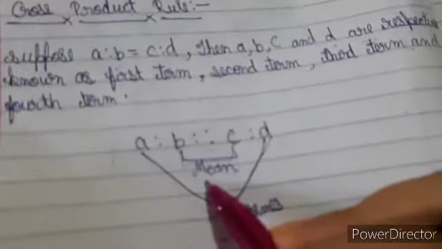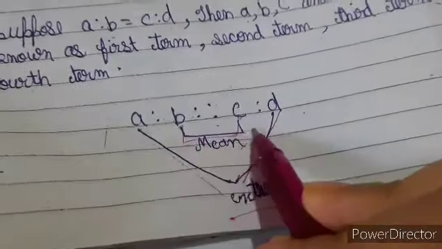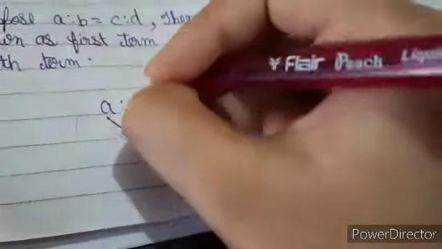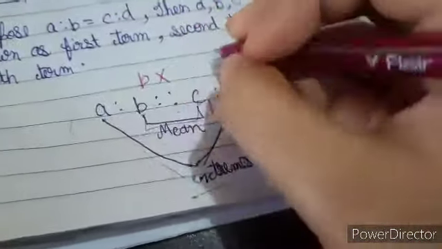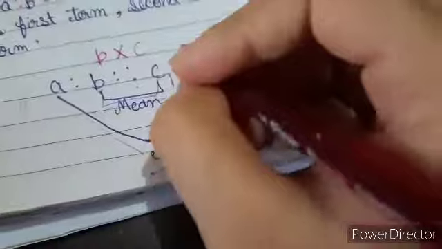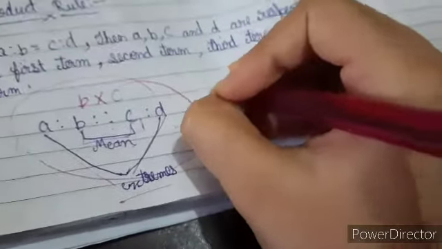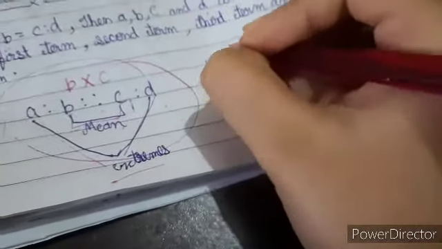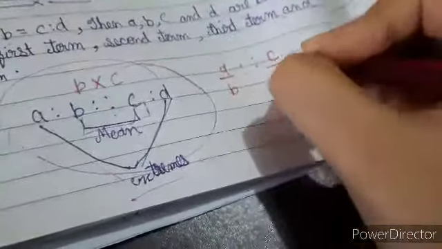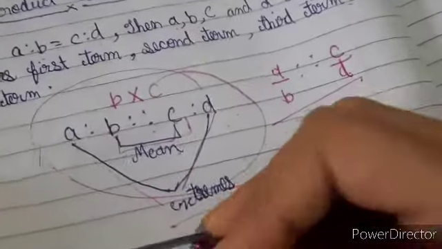So this is A and B. If we have to do some problems, we will do like this: B multiplied by C. We can write this whole portion like this also: A upon B such that C upon D. This will not be wrong. This is also correct and this is also correct.